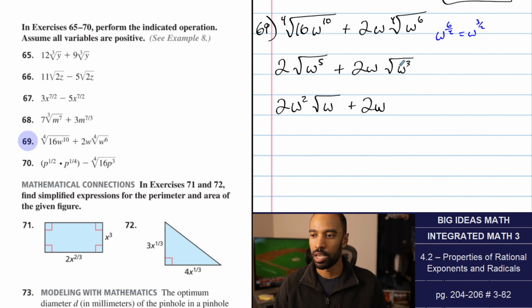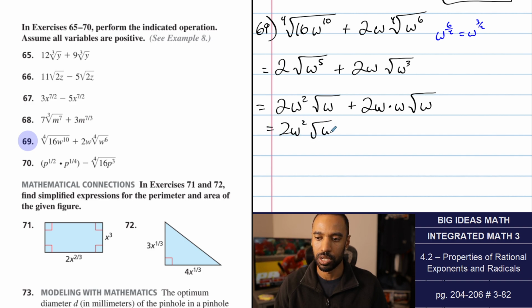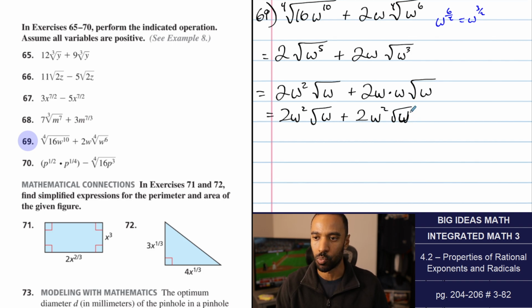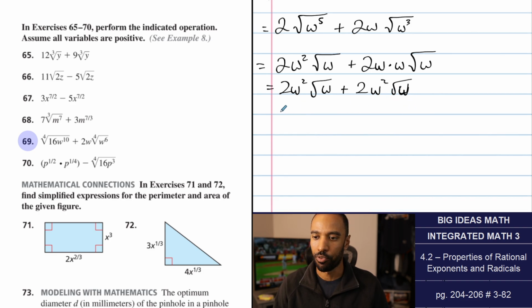This 2w is multiplying by the square root of w cubed. 3 divided by 2 is 1 with a remainder of 1. So there's that. That becomes 2w squared. So this is 2w squared root w plus 2w squared root w. They're the same thing. That doesn't mean that you just merge them as one, but you combine like terms. That becomes 4w squared root w. You're still adding the coefficients.